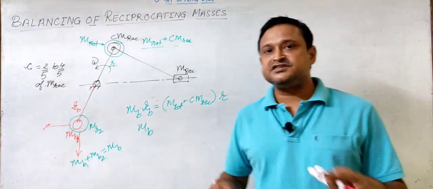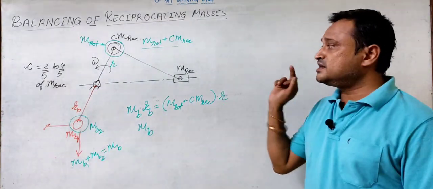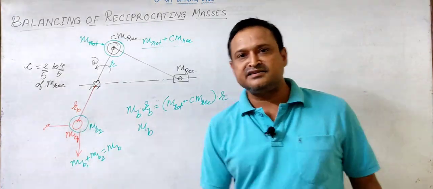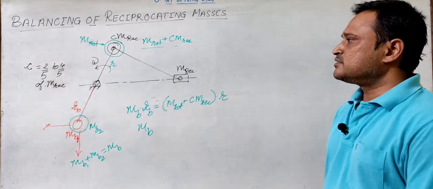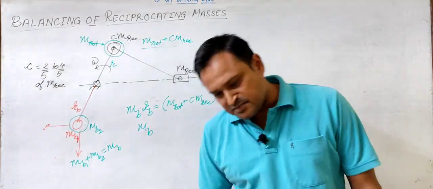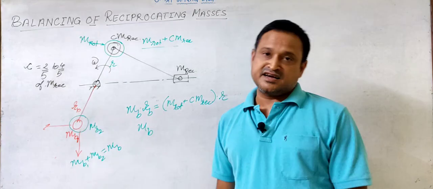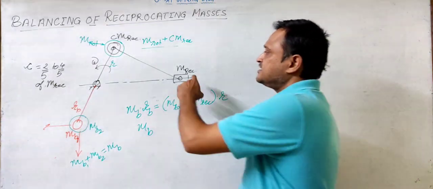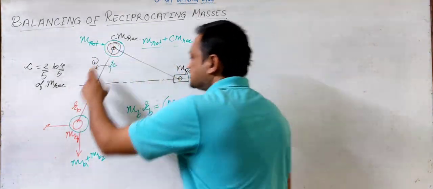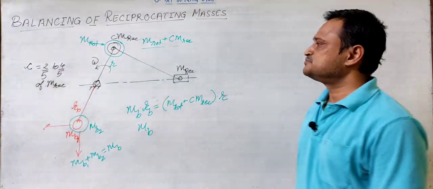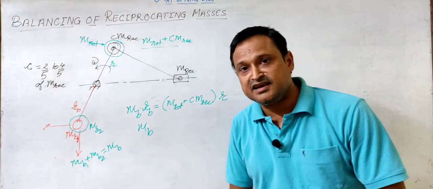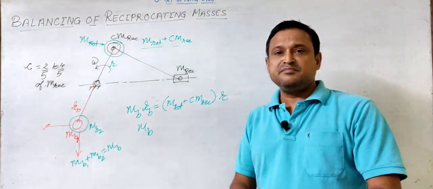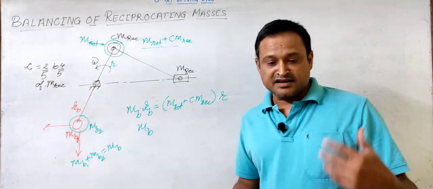The unbalance which is remaining in the system is only due to the partial balancing of the reciprocating mass, right? Now there might be again one question in your mind: what about the connecting rod? Now this connecting rod is also some distributed mass, right? So what we again do is we find out an equivalent, dynamically equivalent connecting rod.